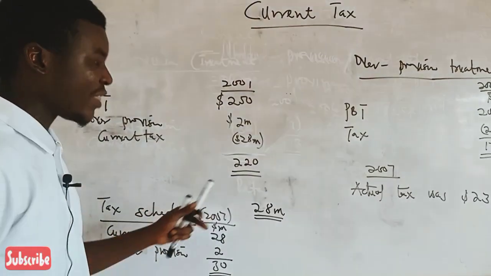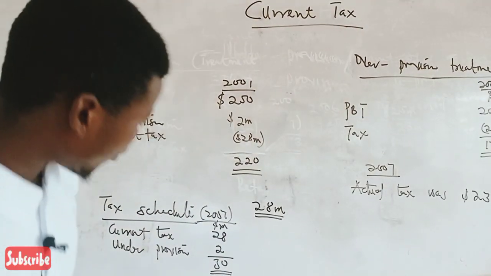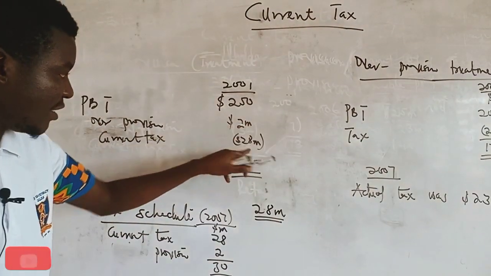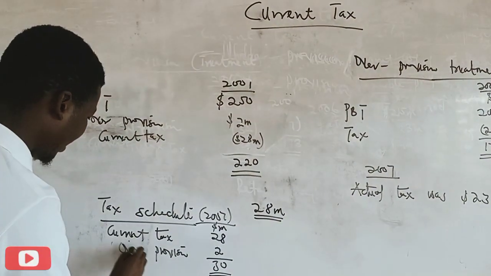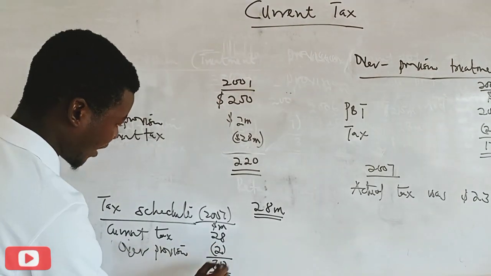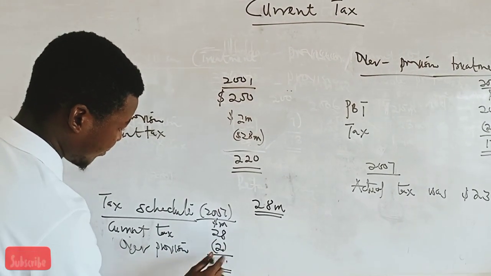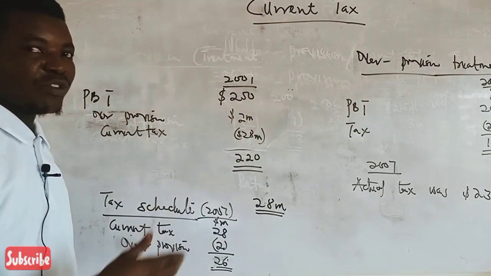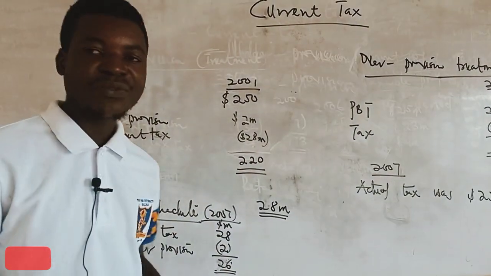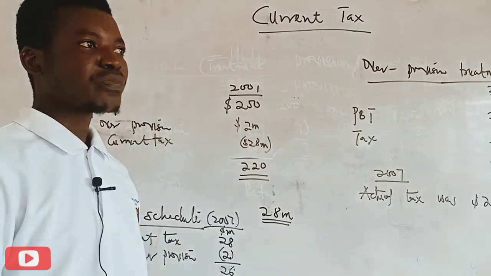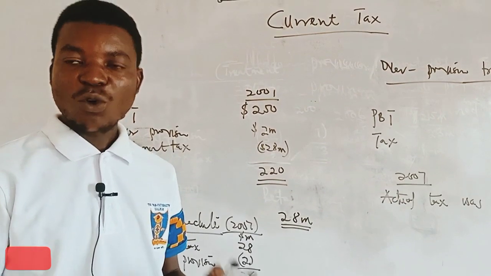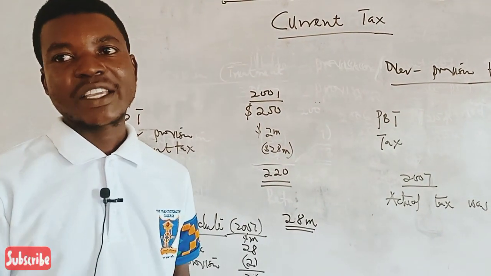So when there is over provision, what we normally do is, since this will net this, just come and prepare our tax schedule, then we net this one against this one. Then we have 26. So if it is under provision, we add the under provision figure to the current year estimate. If it is over provision, we subtract it from the current year estimate.